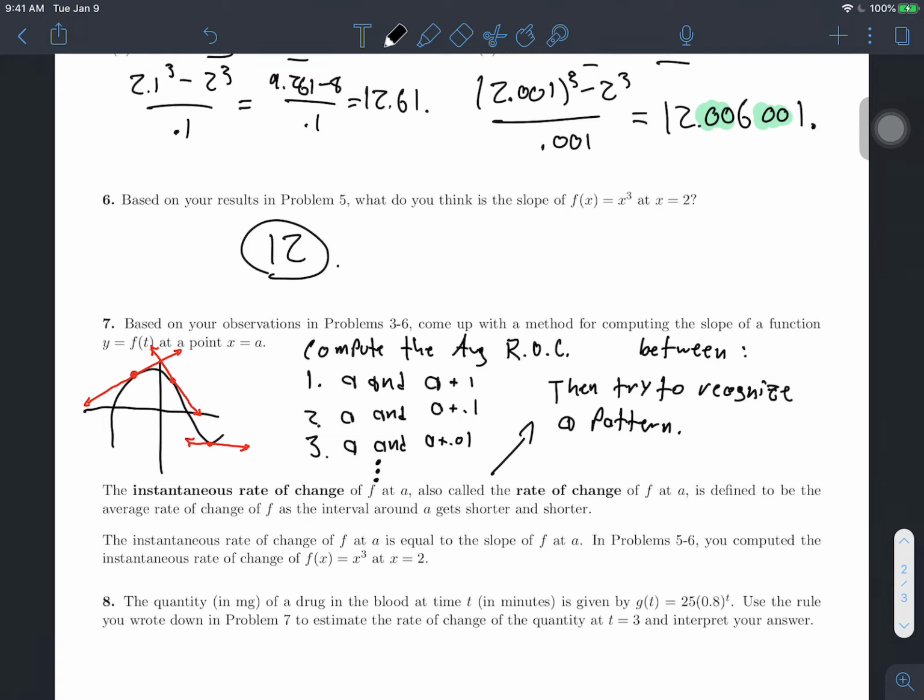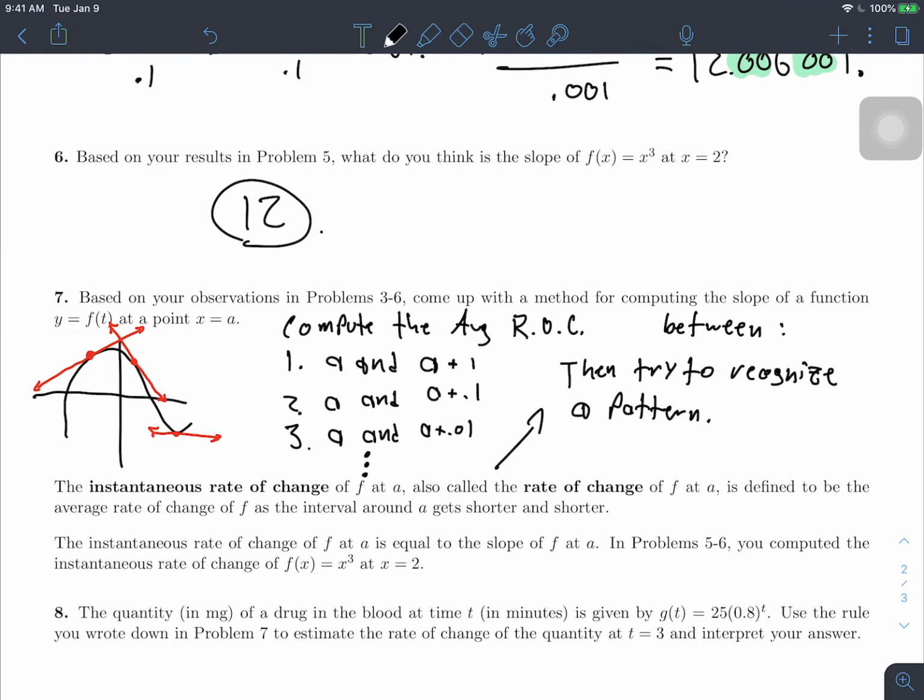Okay, so that's what I'm looking for in terms of an algorithm. An algorithm is just a set of instructions. It's like what I would find in a cookbook if I was trying to cook up the instantaneous rate of change. It would tell me exactly what I need to do in order to get it.